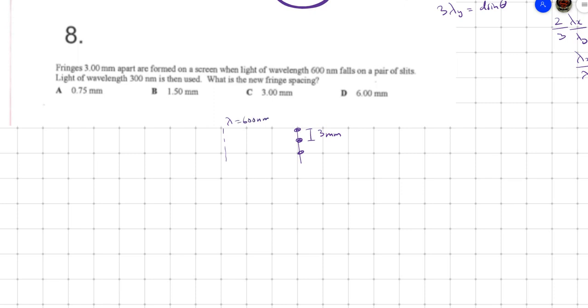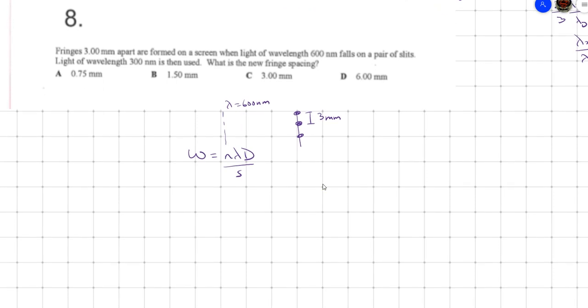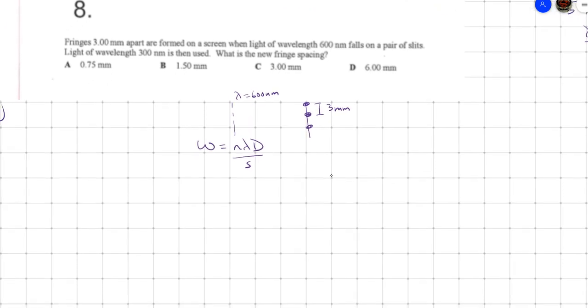Okay, light is used. So we need to know the relationship between these two. Remember, W is equal to n lambda D over S. In this case, we want to know the relationship: W is proportional to wavelength. Now what's happening to the wavelength? The wavelength we're using is 600 and it goes down to 300. So we are decreasing the wavelength by a factor of 2.